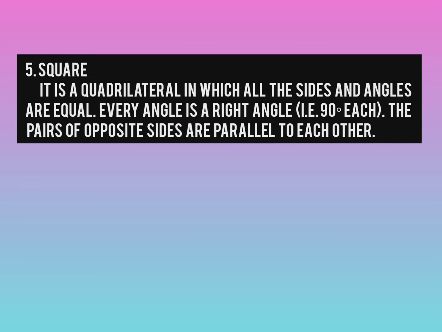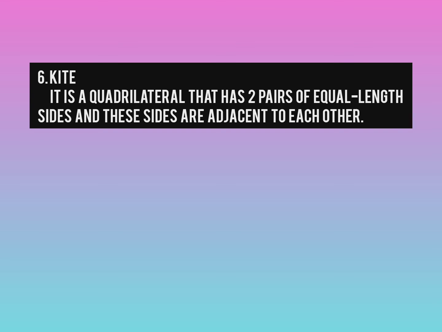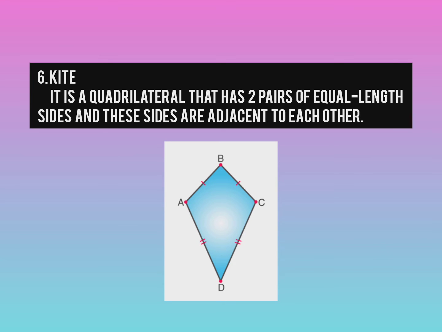Number 5, square. It is a quadrilateral in which all the sides and angles are equal. Every angle is a right angle. The pairs of opposite sides are parallel to each other. This is the picture of a square. Number 6, kite. It is a quadrilateral that has two pairs of equal length sides, and these sides are adjacent to each other. This is the picture of a kite.